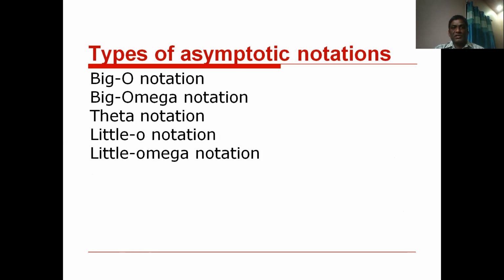There are 5 notations: big O, theta, big omega, little o, and little omega notation. Coming to little o and little omega notation, they are the same as big O and big omega, except that the condition f of n less than or equal to c into g of n is replaced by f of n less than c into g of n for little o notation. For little omega notation, it is f of n greater than c into g of n. That is, equality is removed. Everything else is the same. Okay.